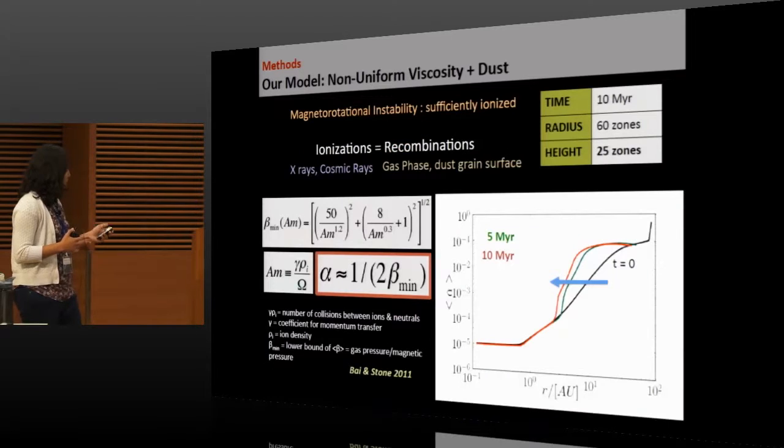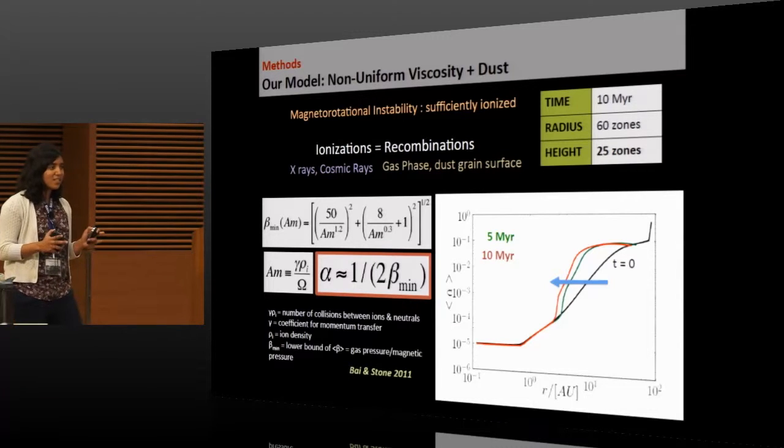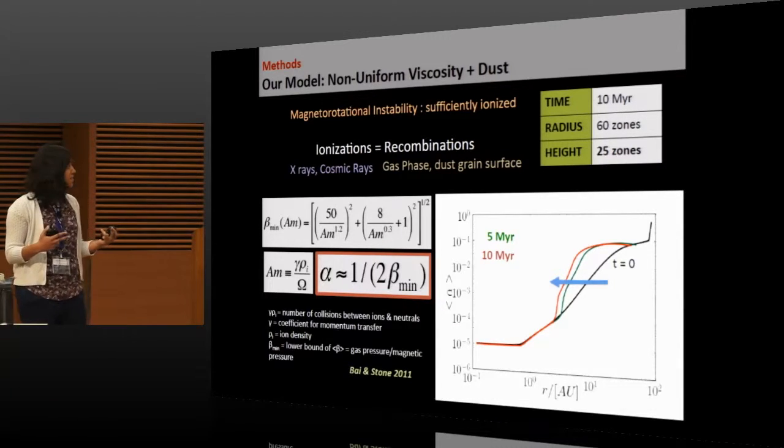Magnetorotational instabilities, simply put, are a fluid instability that occurs in accretion disks.